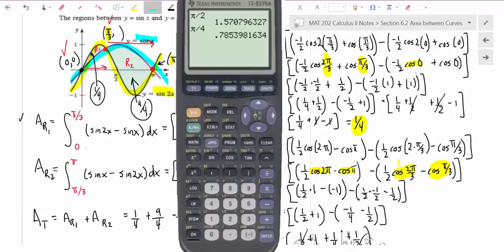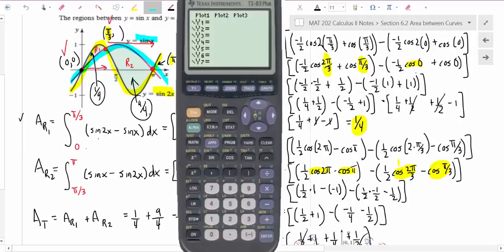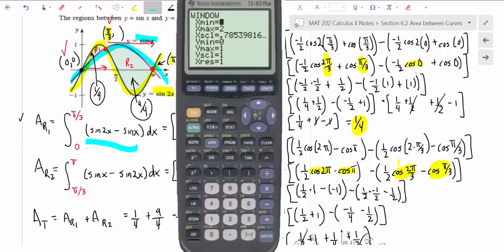Okay, so I'm going to do a real quick area of region 1 check. Let's check this integral right here and make sure that we got this one right. You just put in your calculator sine 2x minus sine x. You want to be sure that you're in radian mode. Window is 0 to pi over 2, but make it a little bigger. Pi over 2 is 1.5, I think. So let's just use a window like this, and then see what we get.